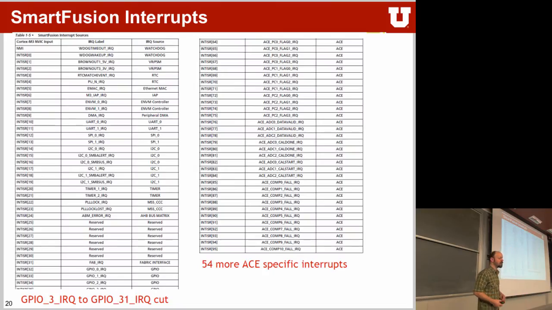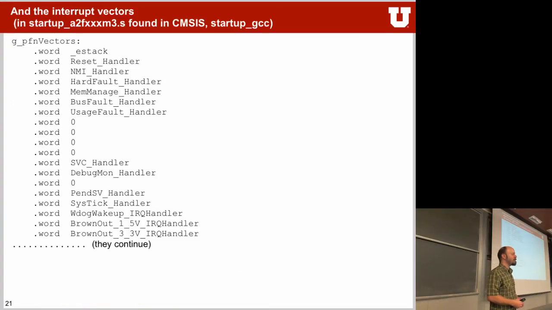Now the SmartFusion that you're using has a lot of different interrupt sources. It has all of these, plus a whole bunch more that are not shown down here. All of these plus 54 more from the analog compute engine. That's a lot of interrupt handlers, right? All of them are actually defined in what's called the interrupt vector table.